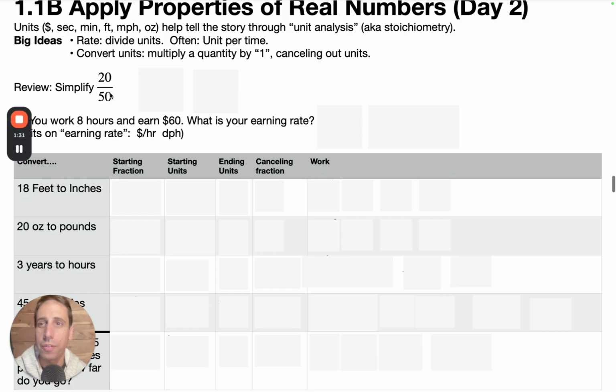If you want to simplify the fraction 20 over 50, what you really got to do is figure out what number goes into both 20 and 50, and that's going to be 10. And it's 2 times 10, 5 times 10, because it's in factored form, you can cross these out, and then you just get 2/5, and that's your simplified answer. Let's take a look at that.